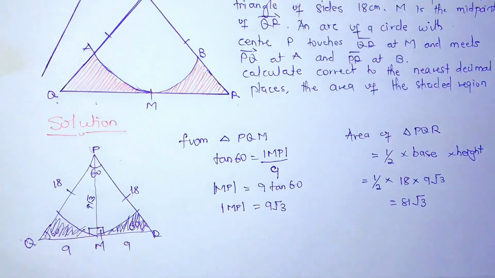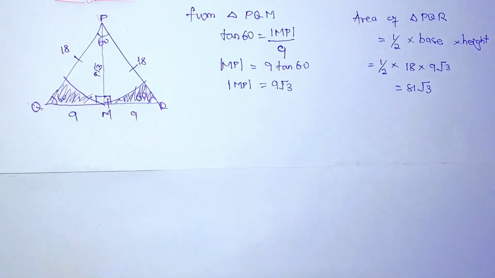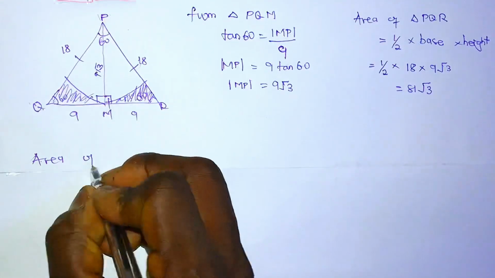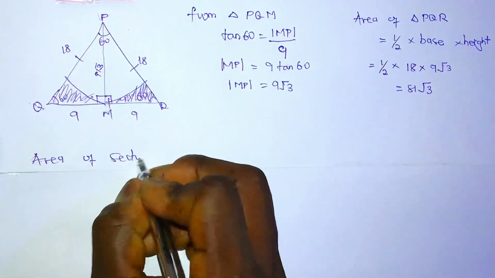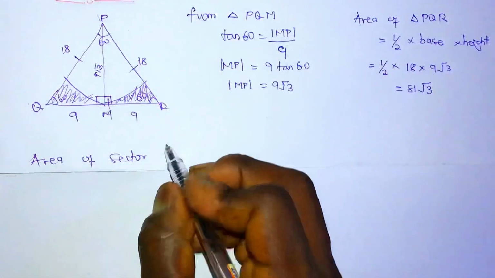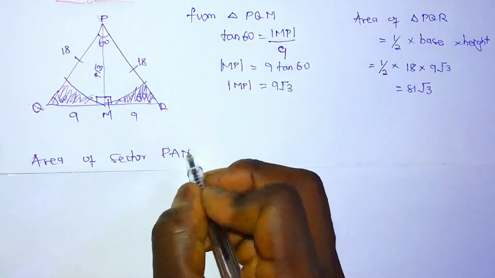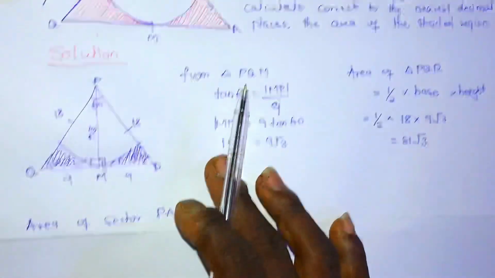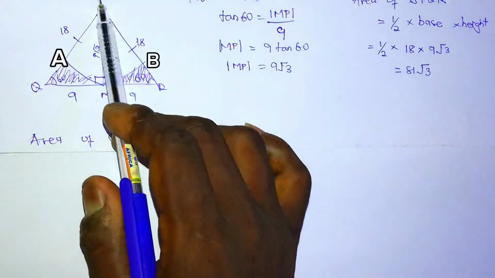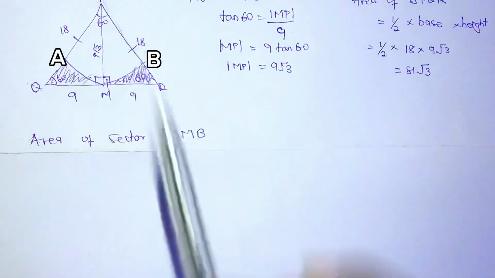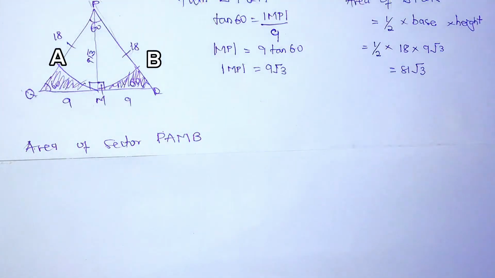Now let's find the area of the sector. Area of sector. So now area of sector PAMB. So we want the area of this side here. So area of this sector PAMB.